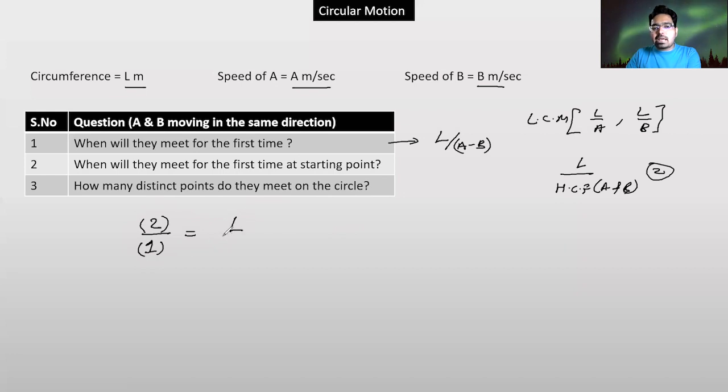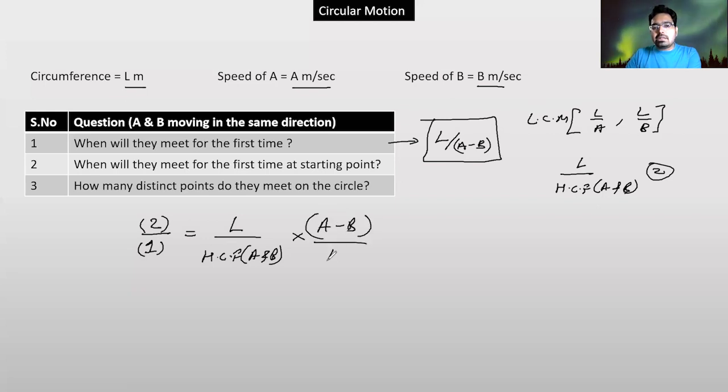What will we get? L divided by HCF of A and B. This value is divided by the value L divided by A minus B, correct? So let's divide this. A minus B will go in the numerator and L will come in the denominator. L will get cancelled out. Now observe this very closely. What will happen? A minus B divided by HCF of A and B.